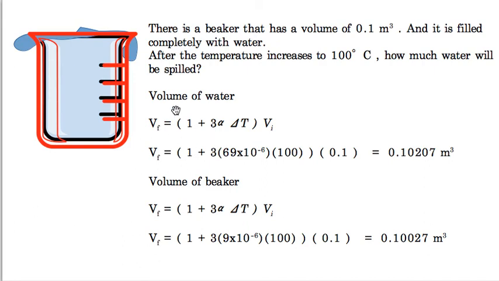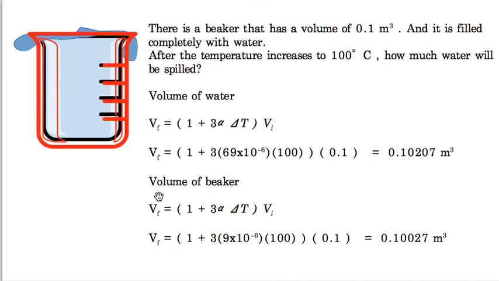Alrighty, guys. So we have the following. The volume of the water and the volume of the beaker are not going to be the same. The volume of the water is going to be 3 times the alpha, which in this case is this amount, times the delta T, which is 100, and then we multiply by the initial volume, which was 0.1. We make this multiplication and we get this new volume. It used to be 0.1, but the water is now going to be 0.10207 cubic meters.